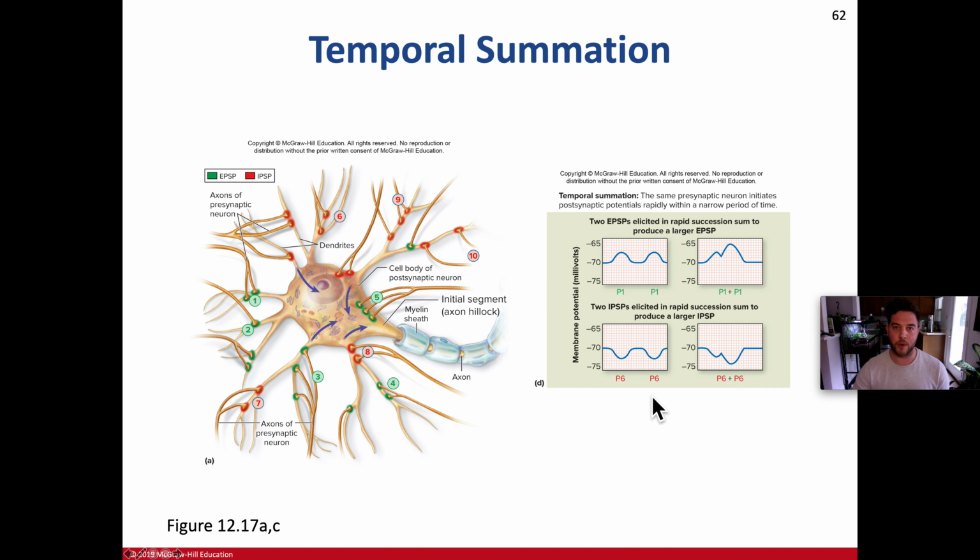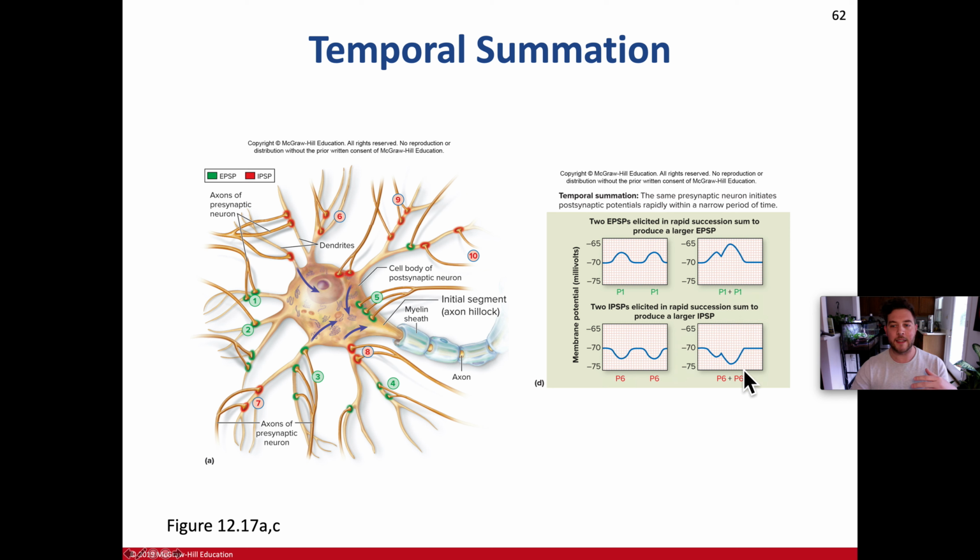If we look at temporal summation, remember it's two or more signals summated from the same neuron, from one neuron. So we're looking at P1 and P1. There's that time interval between them, though, where it's not really summated. You have a signal, and then you have another signal. Same thing with the IPSP. You have an inhibitory signal, and then another inhibitory signal.